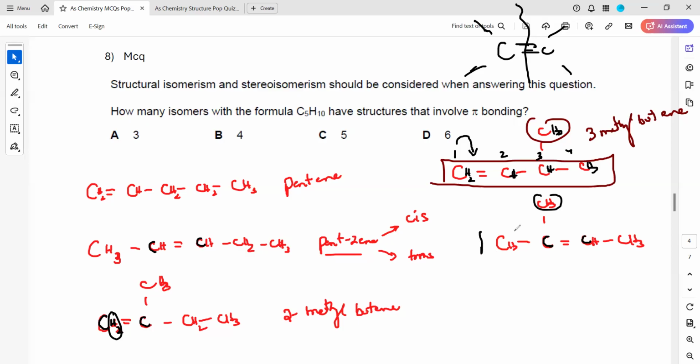So what is the name of this compound? We select the longest carbon chain. Numbering should start from the nearest double bond. So 1, 2, 3, 4. So it is 2-methyl. Second position, we have a methyl group. And 4 carbon atoms are there. It is but, and then it is 2-ene. Let's check the hydrogens. We have 3 hydrogens here, 1 hydrogen here, 3 hydrogens here, and 3 hydrogens here. So 3, 6, 9, and total should be 10, as we want C5H10.